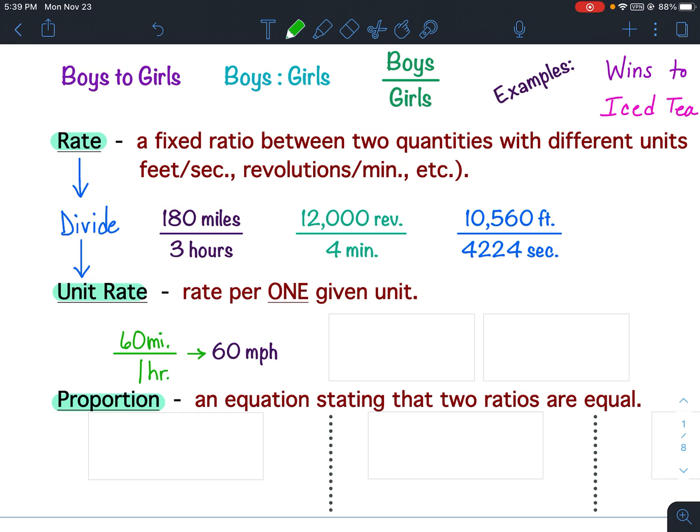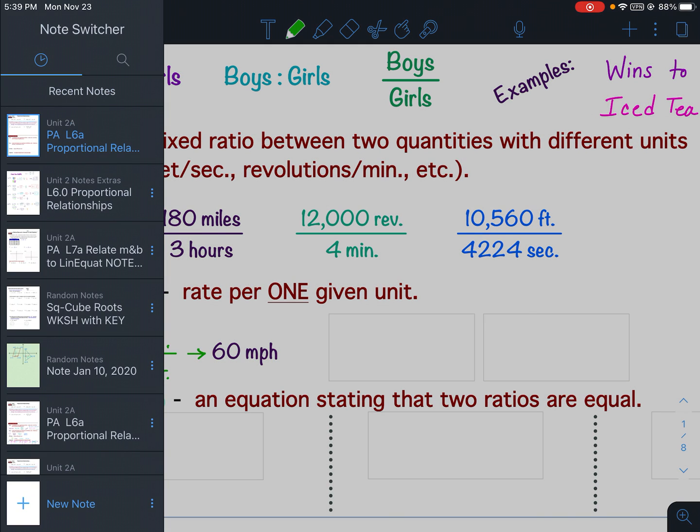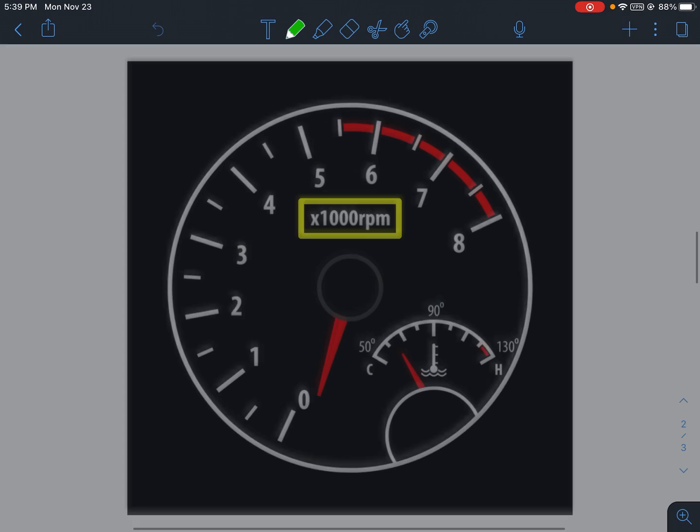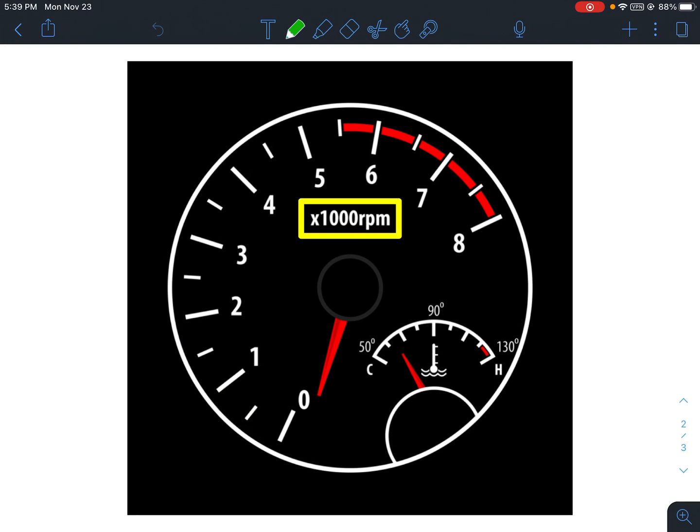All right, revolutions. In a car, you will see this gauge in your car. It might look different, obviously, in different vehicles, but this shows your RPMs. And again, that's our revolutions per minute. So it's how many revolutions per 1 minute. In an engine, it's how many times the engine's crankshaft makes a full rotation per minute.